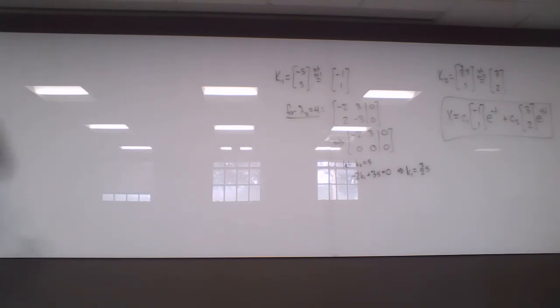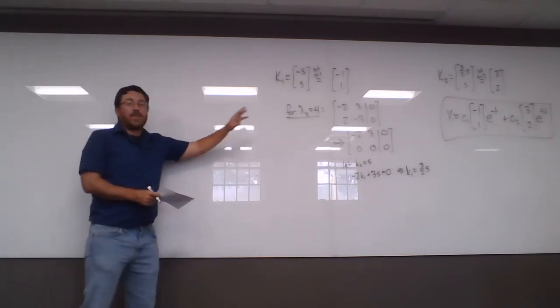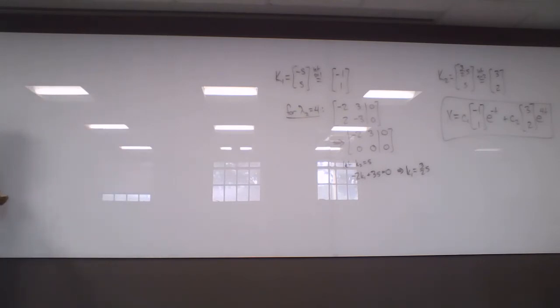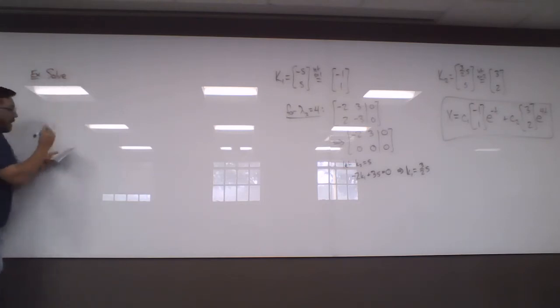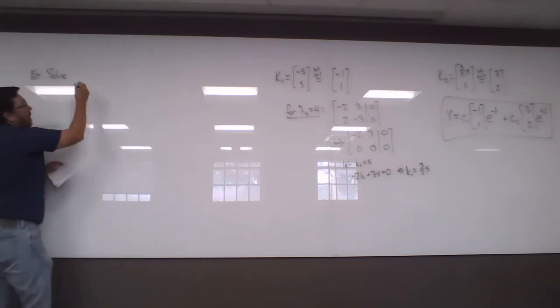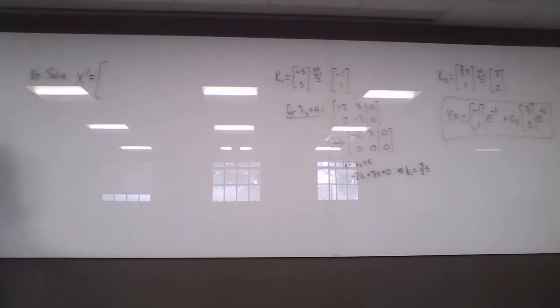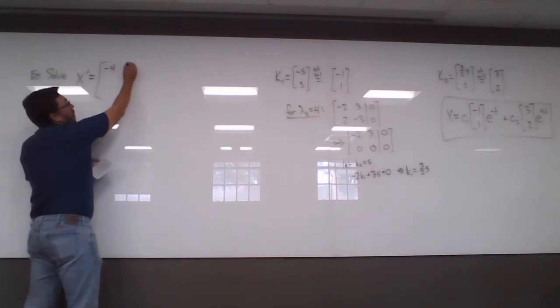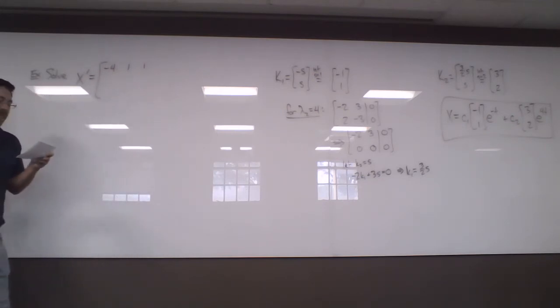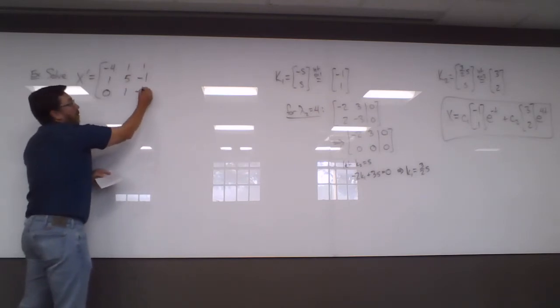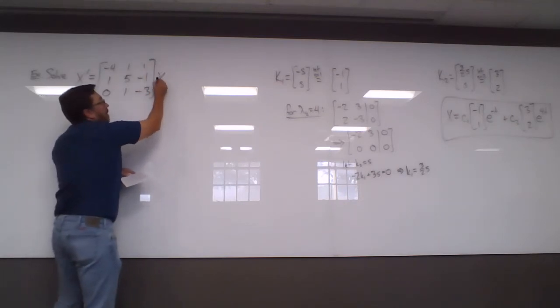Pretty simple. Again, very similar idea to the solutions of just a single differential equation with distinct real roots in that case. Let's say I want to solve the system of equations. I'm just going to write this out as x prime equal to, I have -4, 1, 1, 1, 5, and -1, and 0, 1, -3, times x.